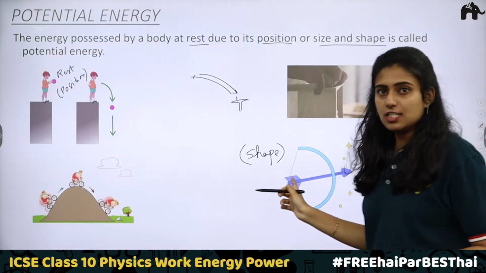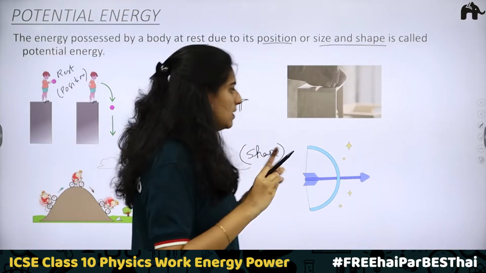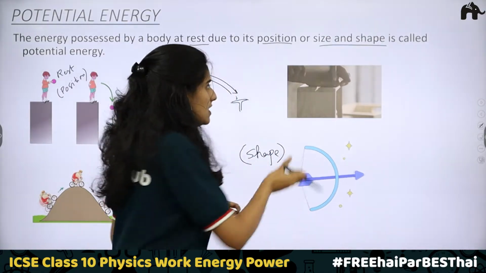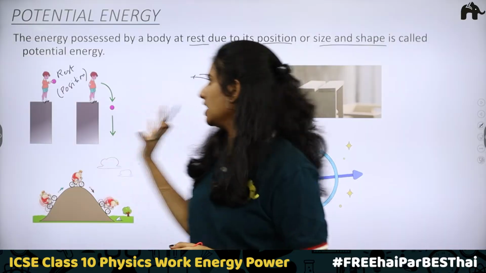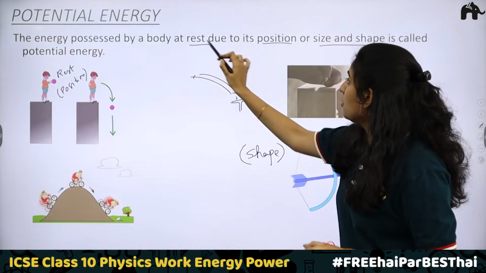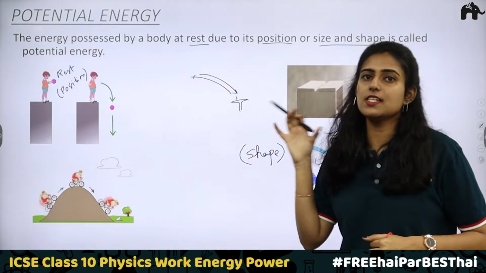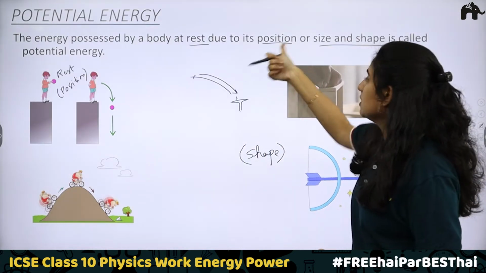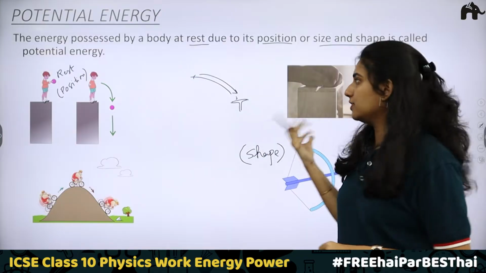In this case, it is the shape. Even in the case of the rubber band and paper, it was the shape which helped the paper or the arrow to move forward. Change in shape is called potential energy. So, even a body at rest possesses some energy, and this energy is potential energy. The potential energy depends on the position, size and shape of the body.